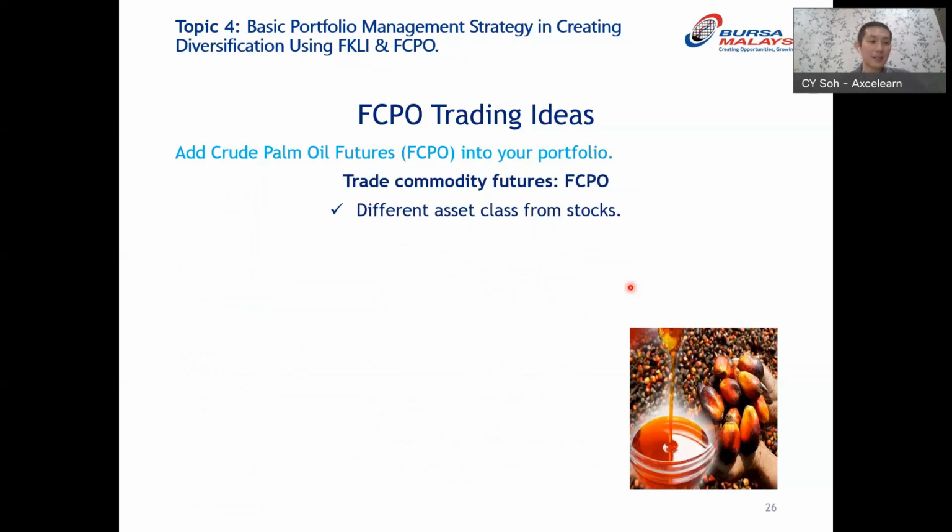So now let's take a very, very recent example. Our FKLI has been going down from the peak of about 1,008 to close to 1,005. But your FCPO is actually still heading in an uptrend, and currently we are having a new high in the FCPO market. So we can see that stocks and commodity futures are actually a different class of product. The price movement of both won't affect each other.